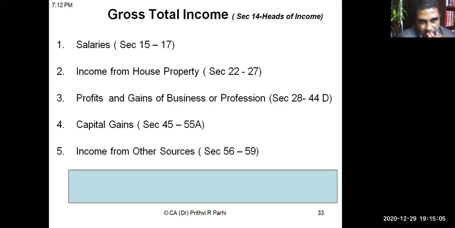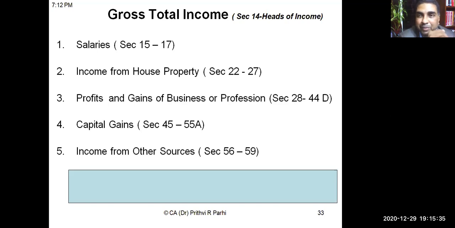Salary, income from house property, profits and gains of business or profession, capital gains, income from other sources. So as you can say, these are the 5 heads. Salaries is one head. Income from house property is another head. Profits and gains of business or profession is our 3rd head of income. Capital gains, 4th. Income from other sources, 5th. So these are the 5 heads, right?